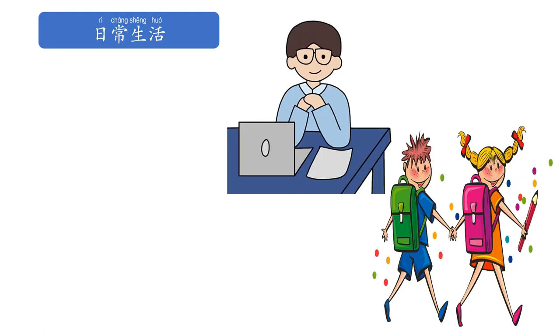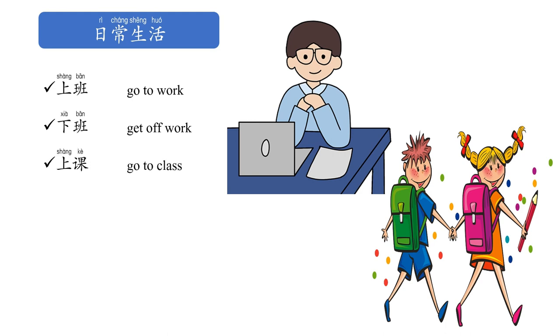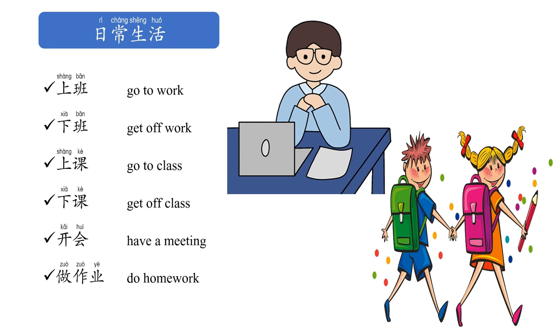Now let's have a look at more daily routine words. 上班, to go to work. 上班, and to get off work, they say 下班. For students, it is 上课, to go to class, and 下课, to get off class. 上课 and 下课. And if you're having a meeting, you say 开会, have a meeting. 开会. For students to do homework, it is 做作业, do homework.